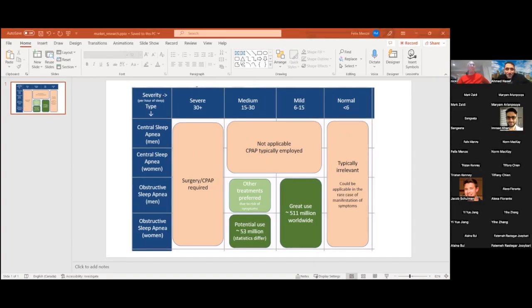Yeah, so I guess everybody has the same severity and type configuration as we have. What we also did is we split it into both men and women, because both types of sleep apnea have different manifestations in men and women. And then our main target audience would be pretty much in the mild range of obstructive sleep apnea, as well as in the medium range for women.